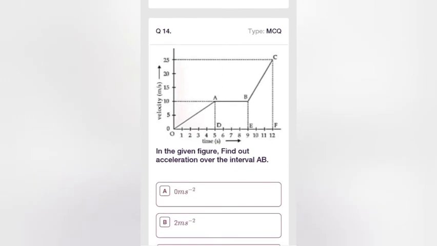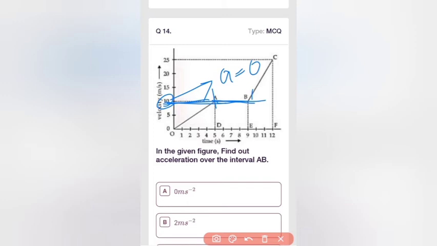In the given figure, find out the acceleration over the interval AB. So this is the interval AB. What is the acceleration? Acceleration here is 0 now. There is no change in velocity at all. Same velocity. See, velocity is not changing. Same velocity means V is also same, U is also same. That means it's going to be 0. So option A is the correct answer.